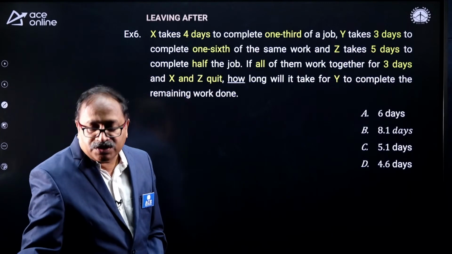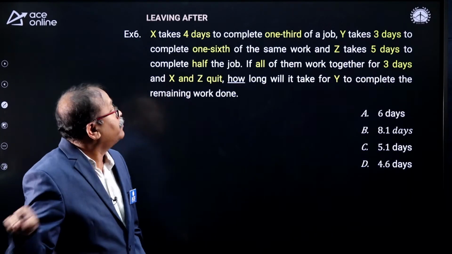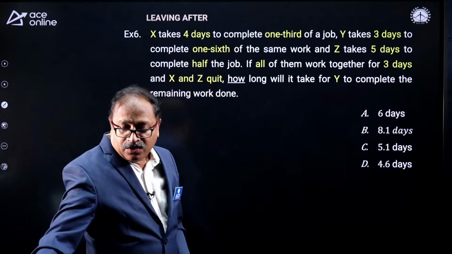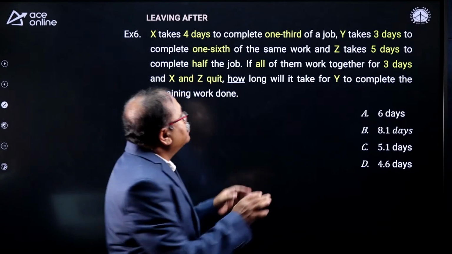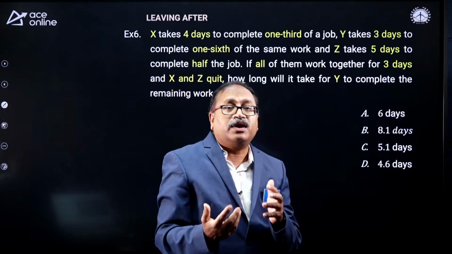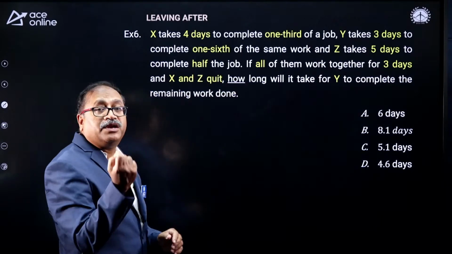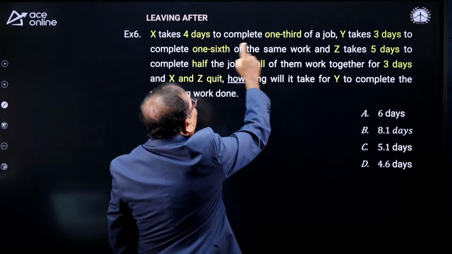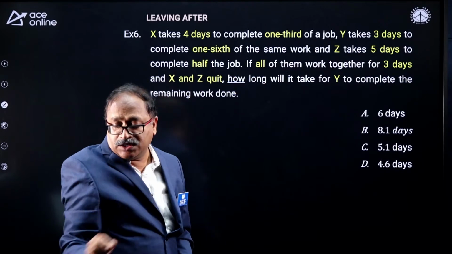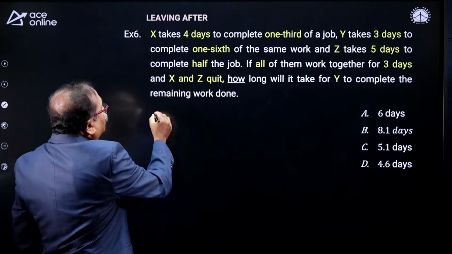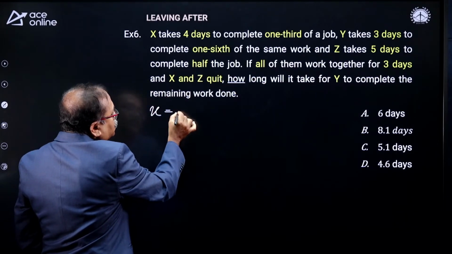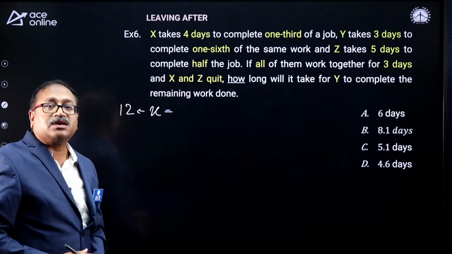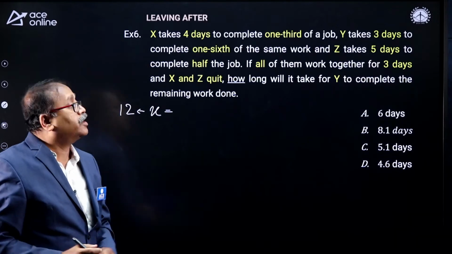Now here is your question, my friends. X takes 4 days to complete 1/3 of the job. So X will complete the complete job in how many days? If 1/3 in 4 days, then 1 work in 4 into 3, 12 days. So X completes 1 work in 12 days. Let me write it down on this side: X completes the work in 12 days.